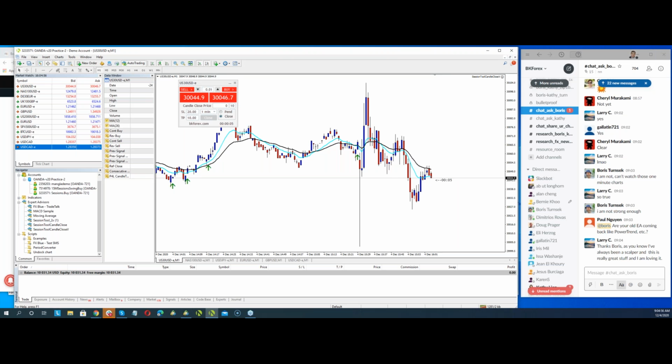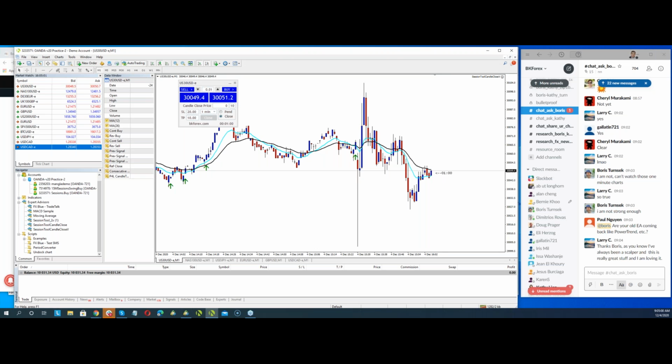We want the early accuracy of the 1 minute chart, but then we just don't want to be swayed by the crack cocaine of the price action.